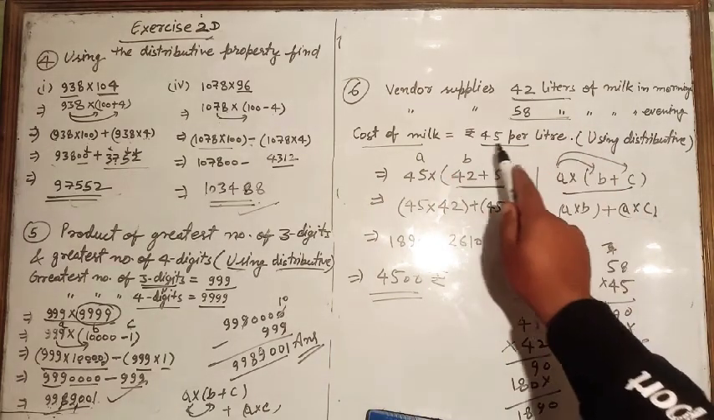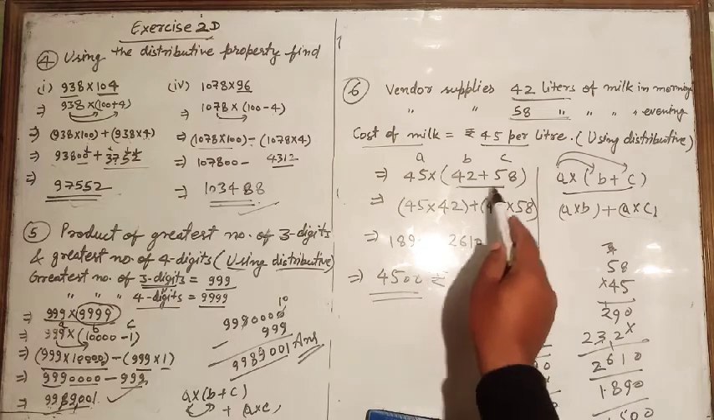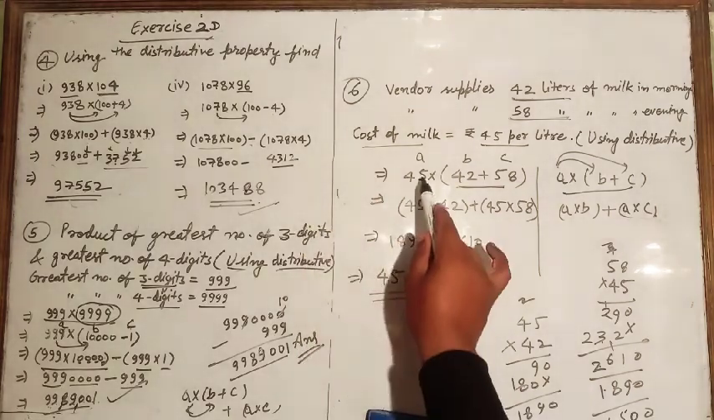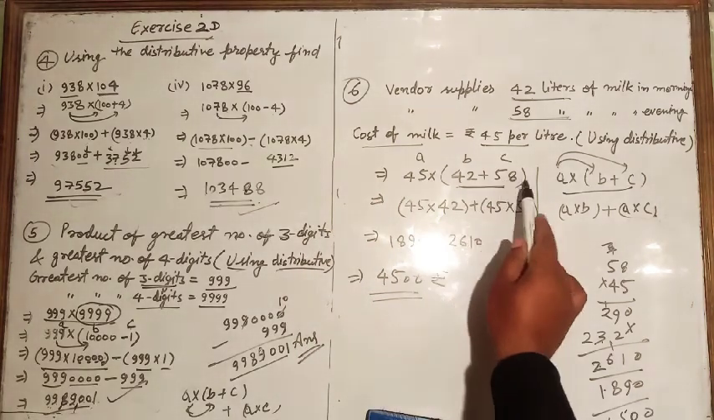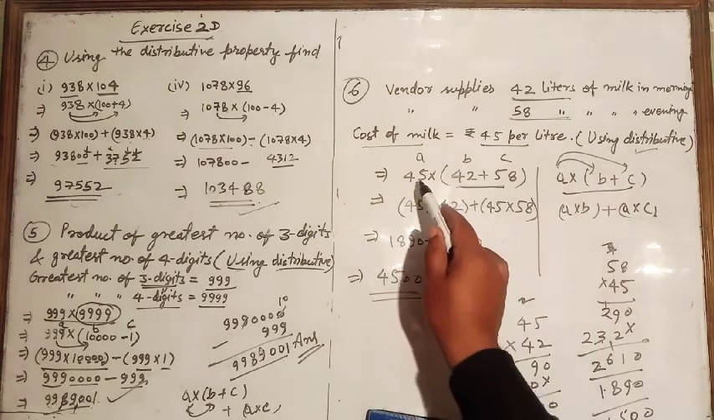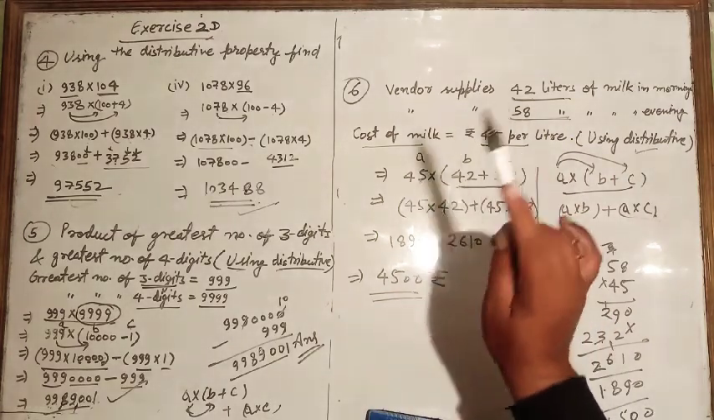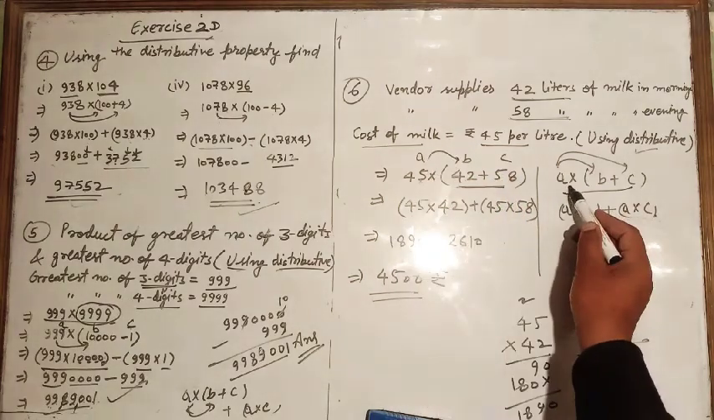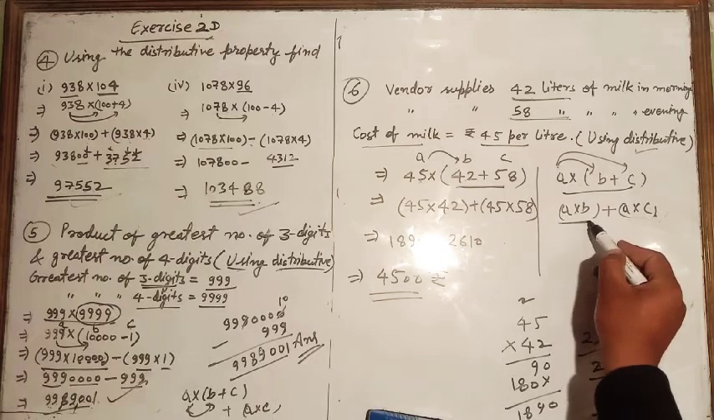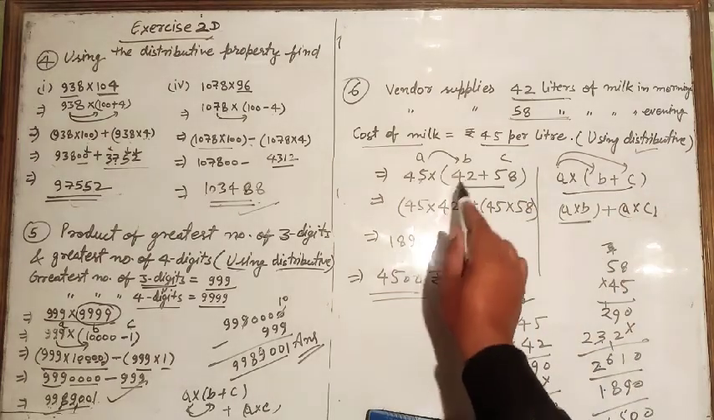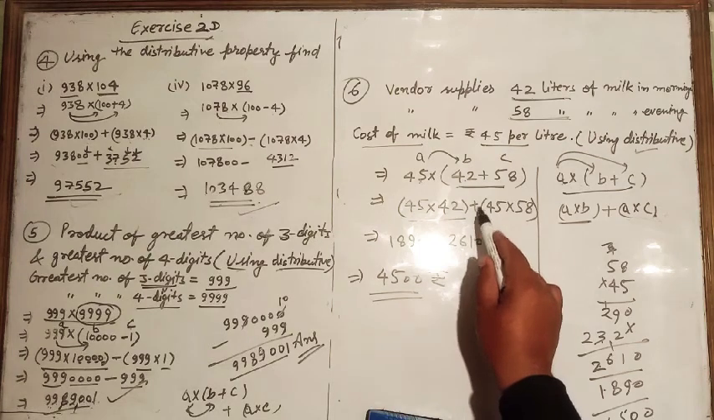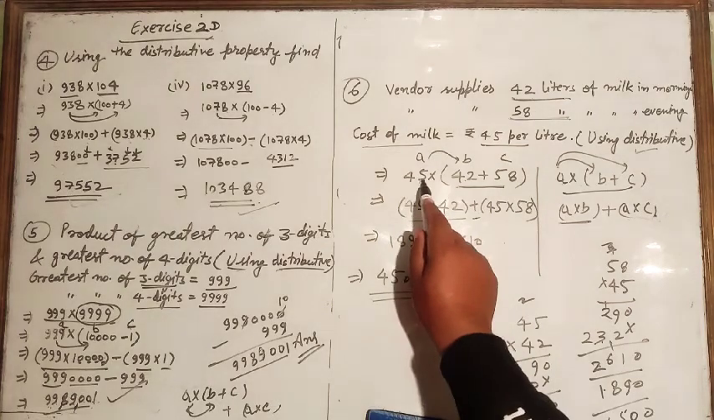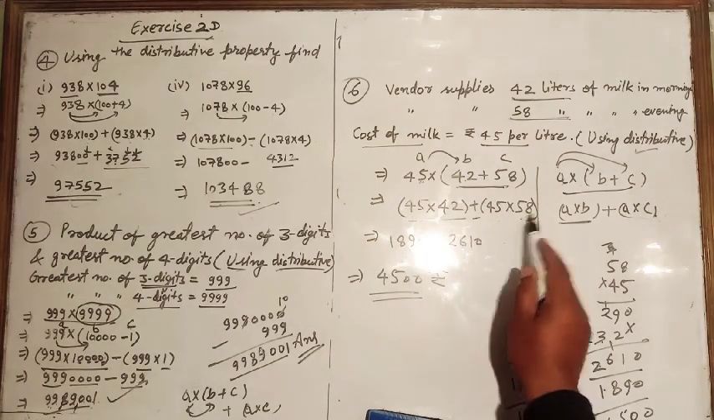The cost of 1 liter is 45. So what will be the cost of the total? We will multiply the total by 45, so we can write it as a into (b plus c). We need to use the distributive property here. So we write 45 into (42 plus 58). First we find a into b, that is 45 into 42, plus a into c, that is 45 into 58.